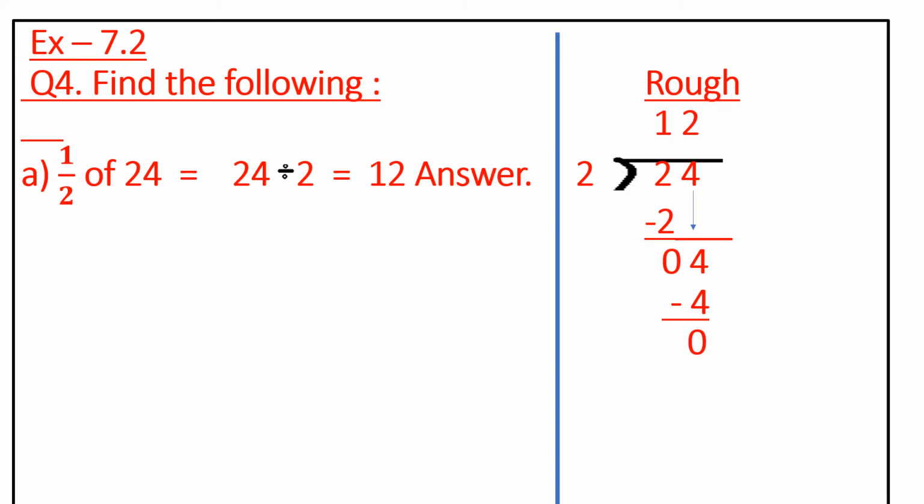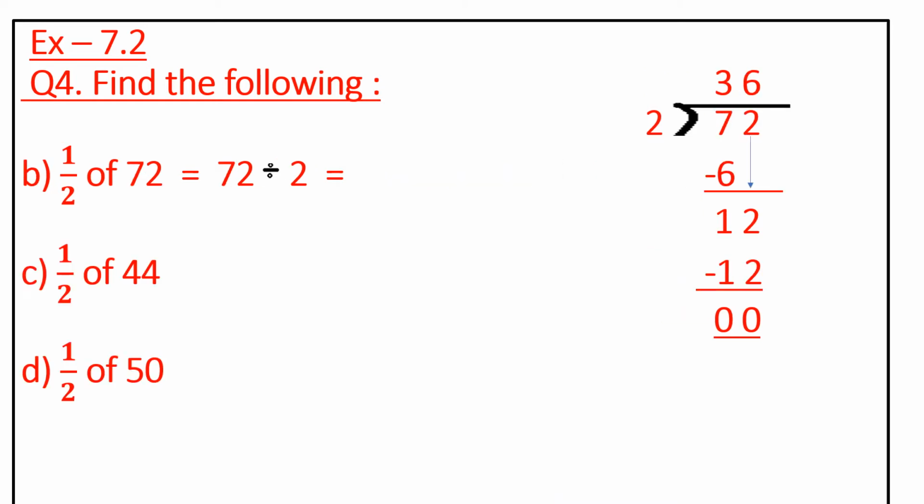Write your answer here. Same way you do question number B. Half of 72 means 72 divided by this 2. Now again you will do division in the rough column. 2 3s are 6. 7 minus 6 is 1. Now copy this digit 2. So you are having 12. Now 2 6s are 12. So you are subtracting and getting 0. Now no more digits now. So your answer is 36. So you write here 36 answer.